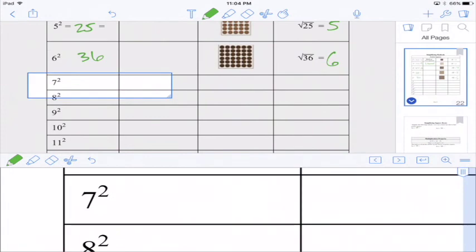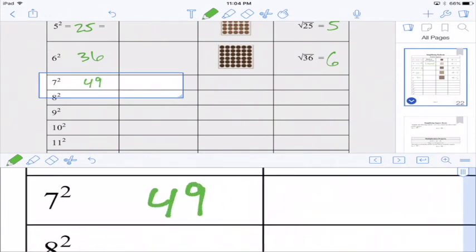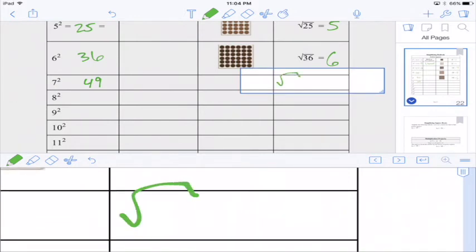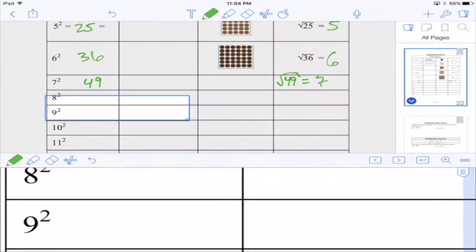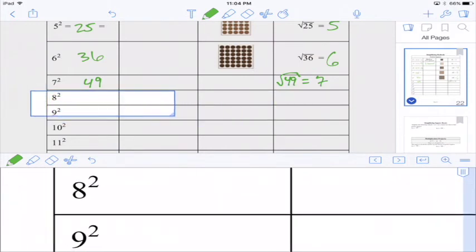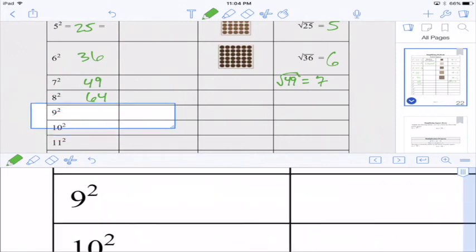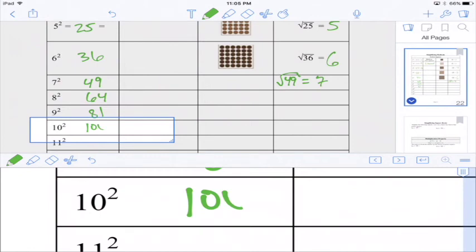7 squared, 7 times 7, 49. Again, use your calculator. So the square root of 49 is 7. Okay, so 8 squared is 64, right? 8 times 8 is 64. 9 times 9 is 81. 10 times 10 is 100.